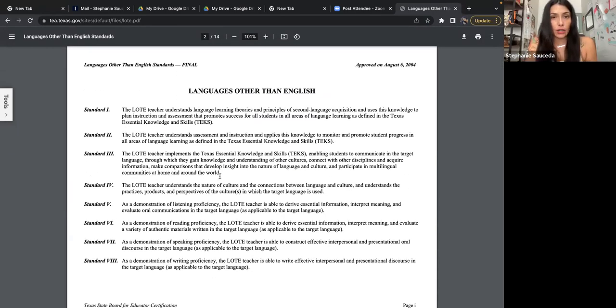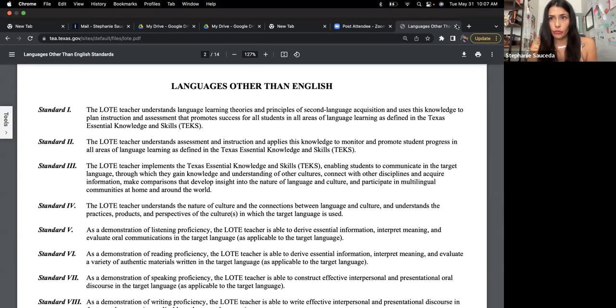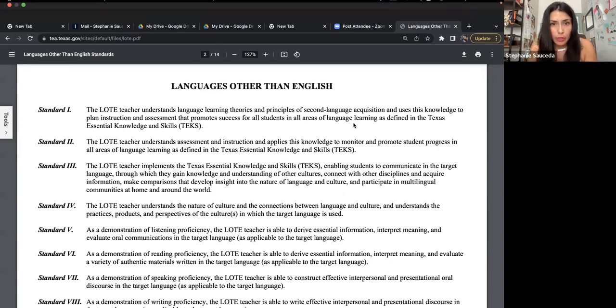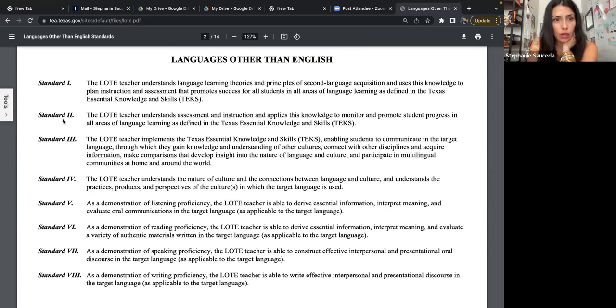Okay, so here are the standards. And the one I believe that you have difficulty with would be standard 2. Yeah. Standard 2 is assessment and instruction. Yes. And standard 3 is even a little bit pedagogy as well. But I would imagine that standard 2 is the one that you need the most study for.